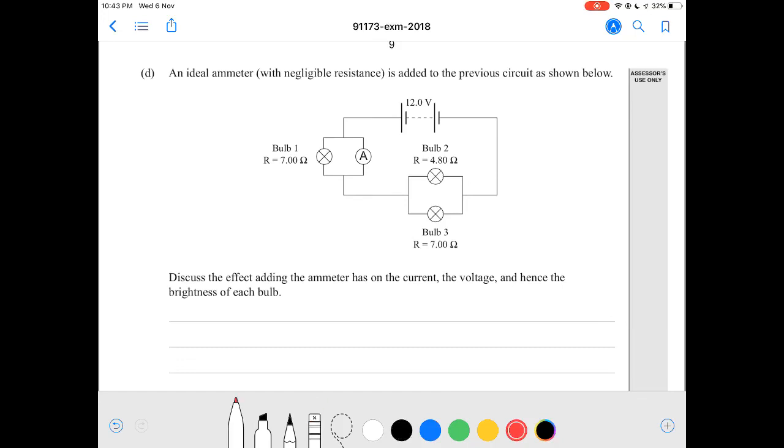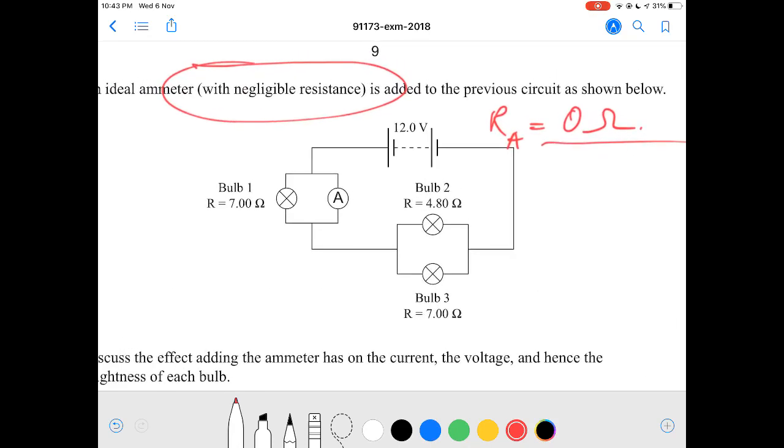Alright, so the ammeter has a negligible resistance. That means the resistance of the ammeter equals 0 ohms. If something of 0 ohms is added in parallel to another component, then that component is going to be gone. In scientific terms, it's called a short circuit.